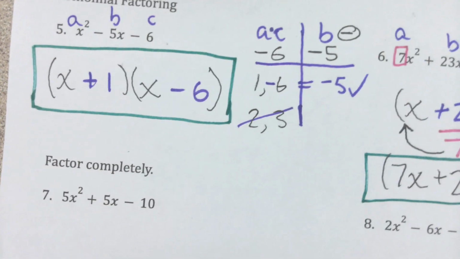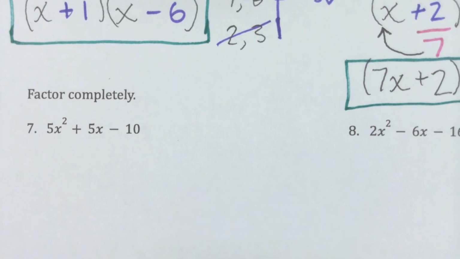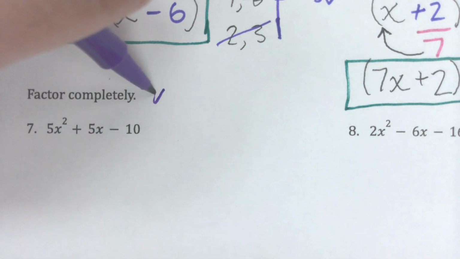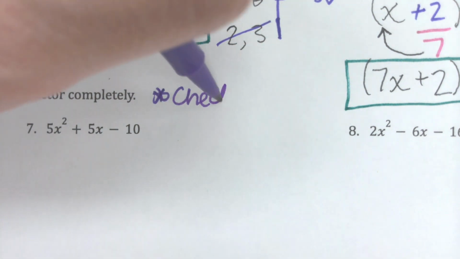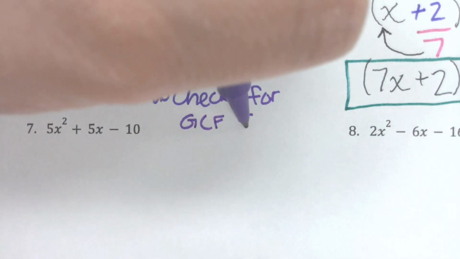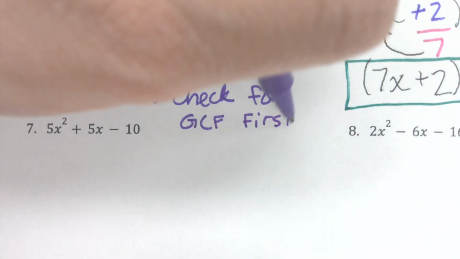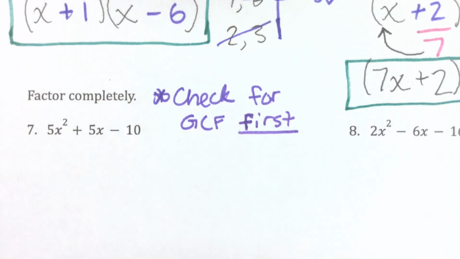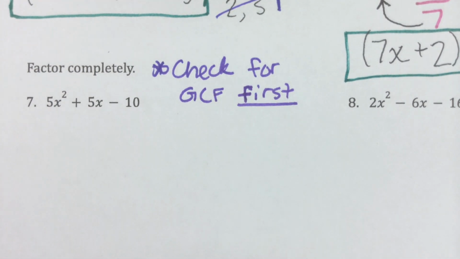Moving right along, factor completely, number 7. When you see those directions, that especially is a hint to look for a GCF. Usually these are a combination of things, GCF and trinomial, GCF and difference of squares. We like to throw everything that we can at you first.